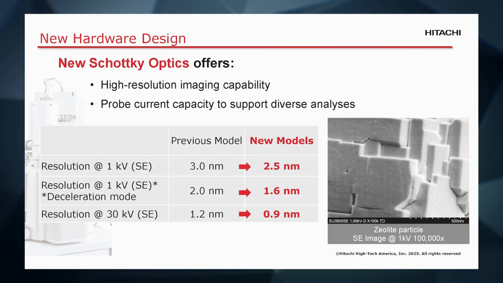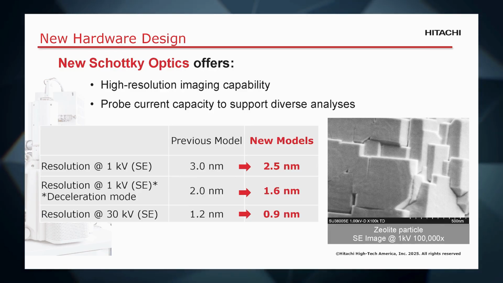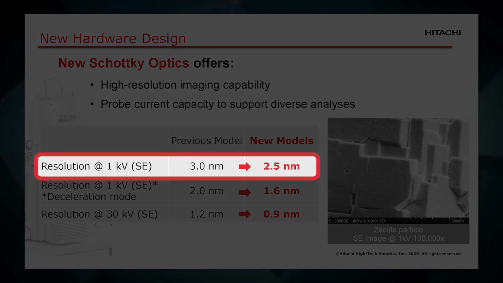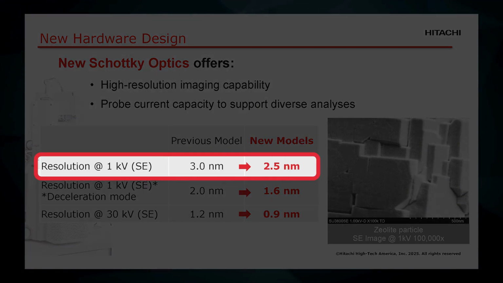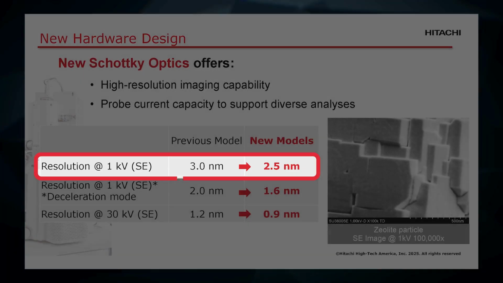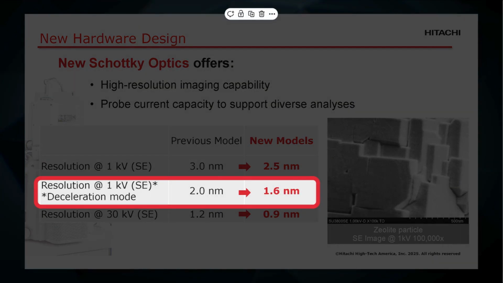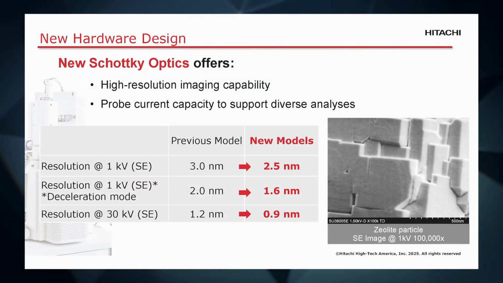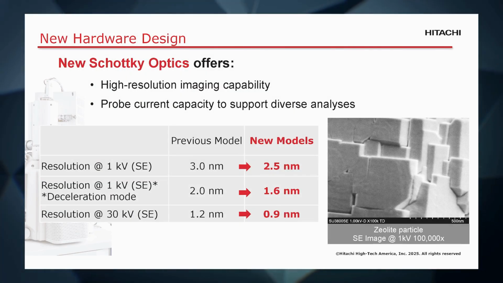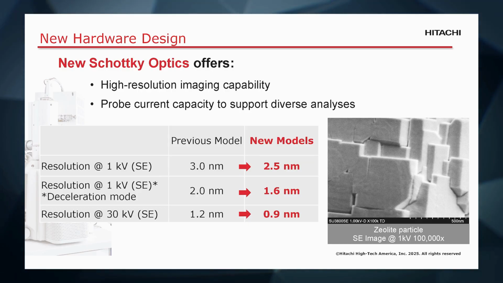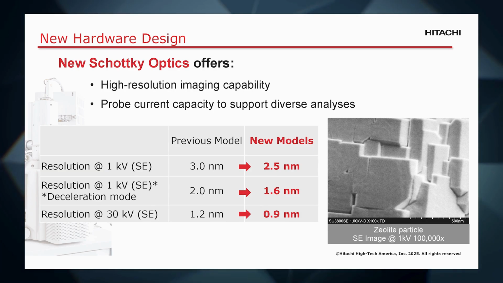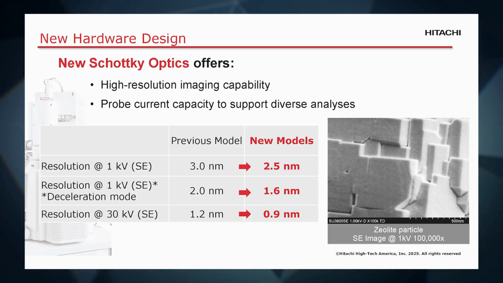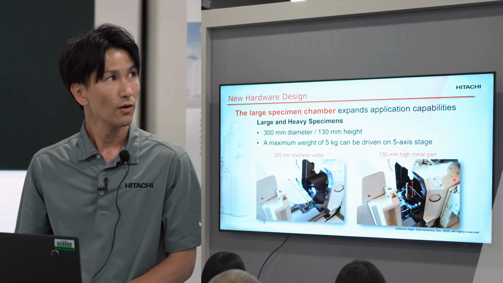So first, let me talk about hardware design. Our new hardware offers higher resolution even at low accelerating voltage. Compared to the previous model, the resolution has improved from 3 to 2.5 nanometers at 1 kV, and from 2 to 1.6 nanometers with beam deceleration mode. This is very useful when observing a beam-sensitive sample or top surface structure like zeolite particles. And the system also provides high probe current to support various analytical techniques like EDS analysis, EBSD analysis, particle analysis as well.